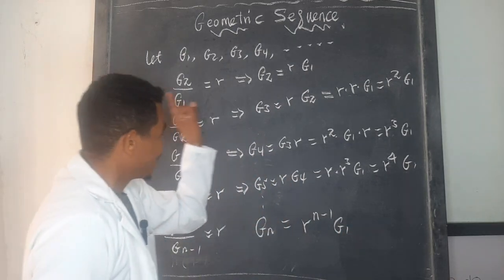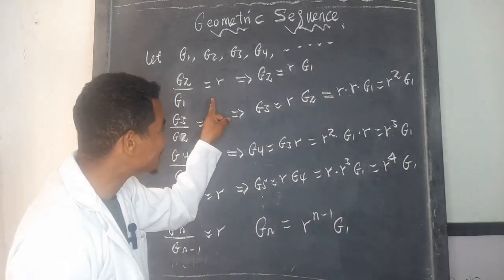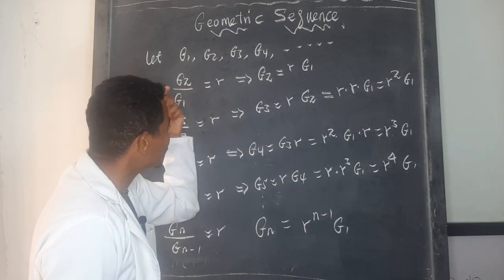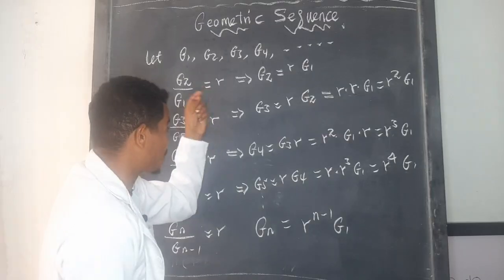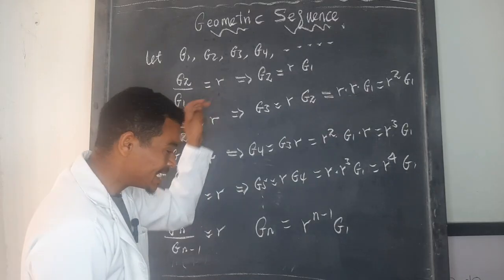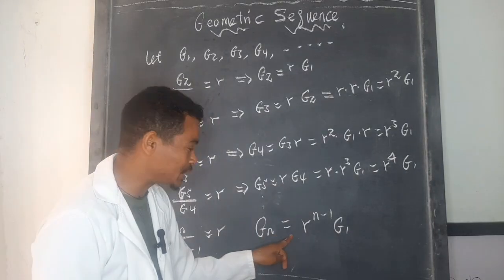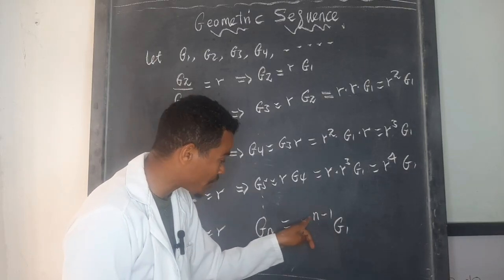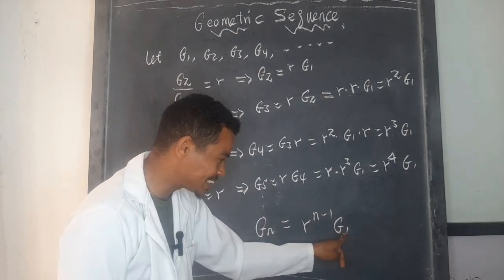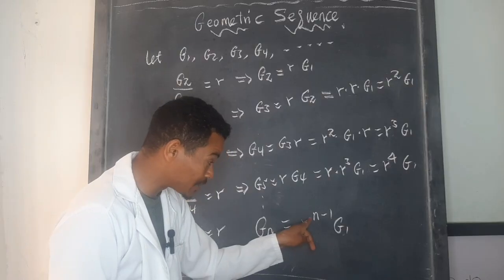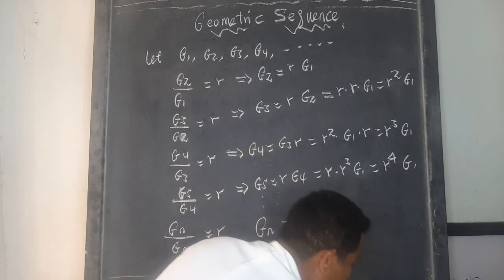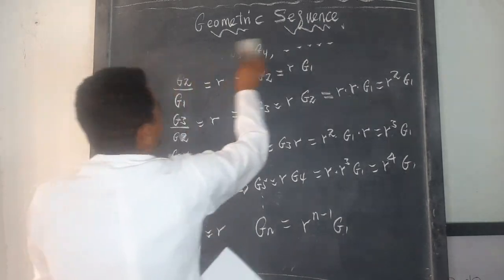So, if the given sequence is a geometric sequence, that is, if it has a non-zero constant ratio, then the nth term of the given geometric sequence is R to the power of n minus 1 times G1: the first term times the common ratio R to the power of n minus 1. So based on this, let's create an example.